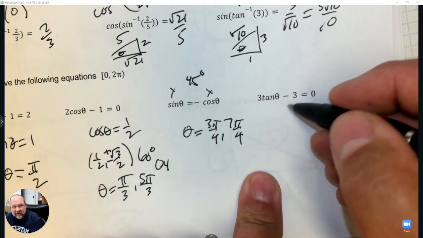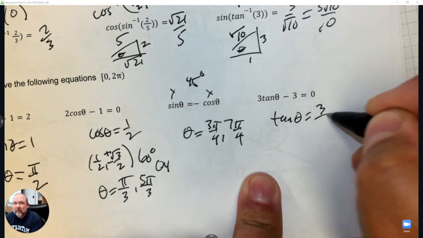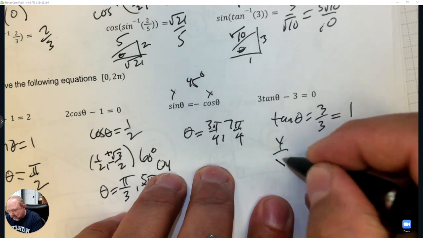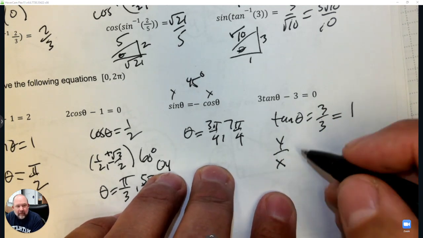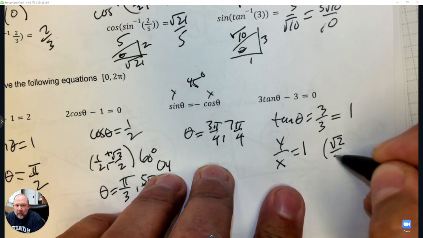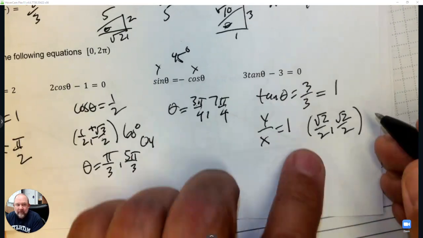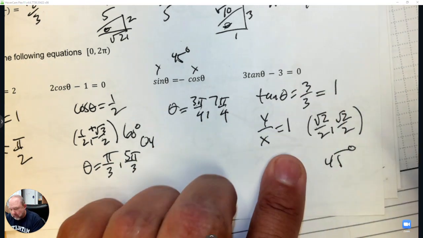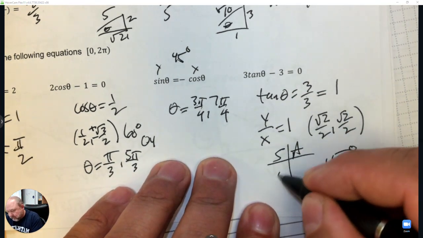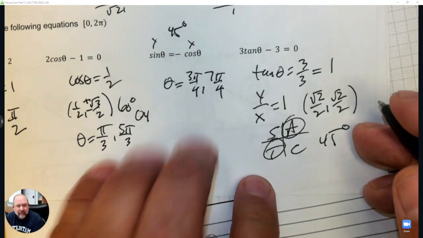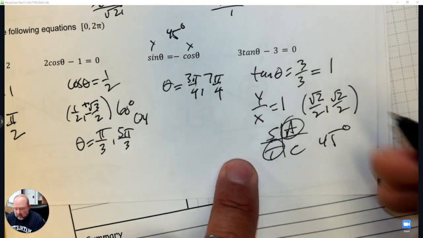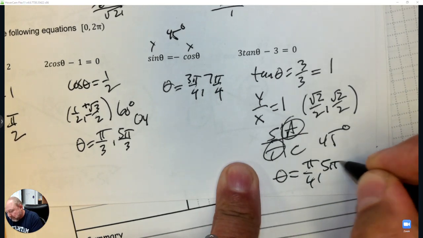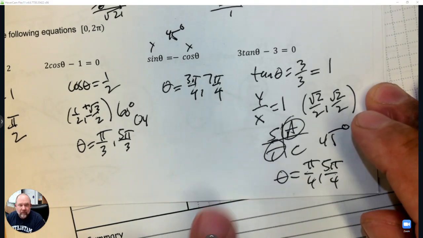Last one, get tangent theta by itself. So we're going to add 3 and divide by 3. So where is tangent equal to 1? Well, that's y divided by x is equal to 1. So which point when you go y divided by x equals 1? So that's clearly a 45-degree reference angle, and it's positive. So where is tangent positive? So if all students take calculus, it's positive in quadrant 1 and quadrant 3. So my 2 answers for the angle then would be pi over 4, and the second one would be 5 pi over 4, which is in quadrant number 3.